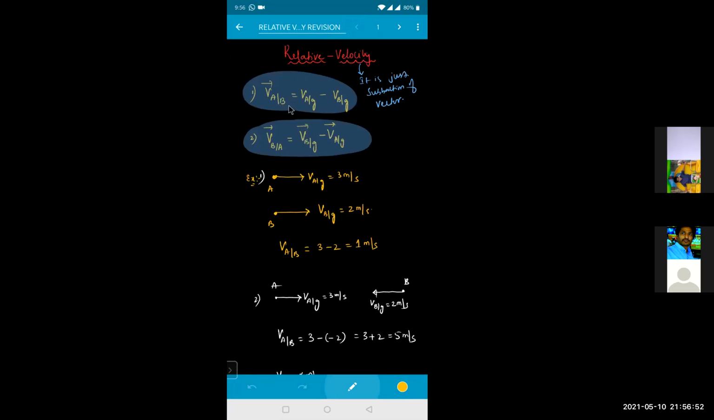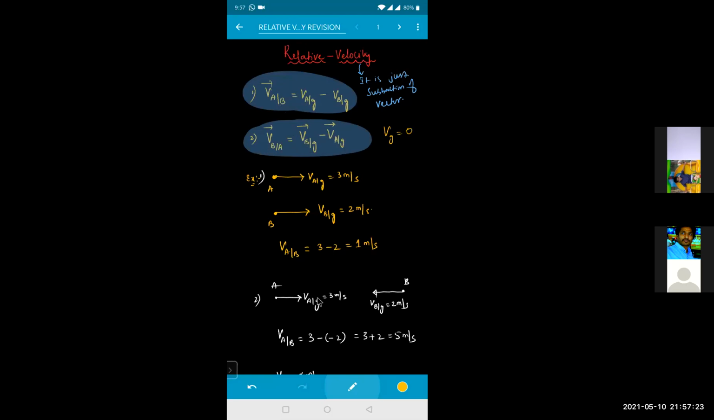Velocity of A with respect to B means what, beta? Velocity of A with respect to ground minus velocity of B with respect to ground, isn't it? So relative velocity is just the subtraction of vectors. If I'm talking about the velocity of B with respect to you, that means velocity of B minus velocity of A. Ground will be common, beta, because the velocity of the ground we always take as 0. Like see in this one, A is moving in the front direction at 3 meters per second, B is also moving in the same direction at 2 meters per second. So velocity of A with respect to B means 3 minus 2, that will be equal to 1.